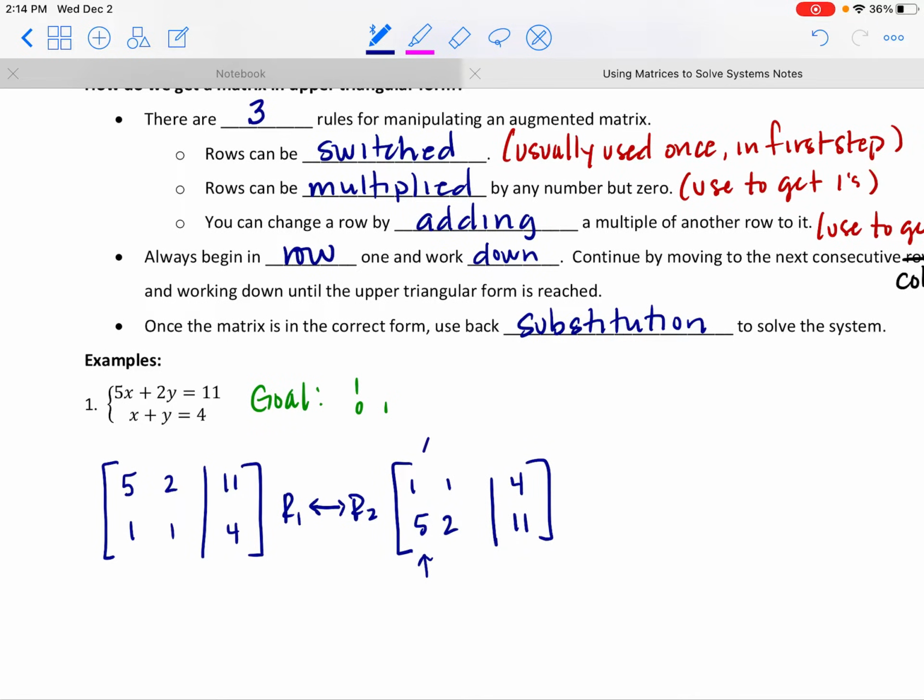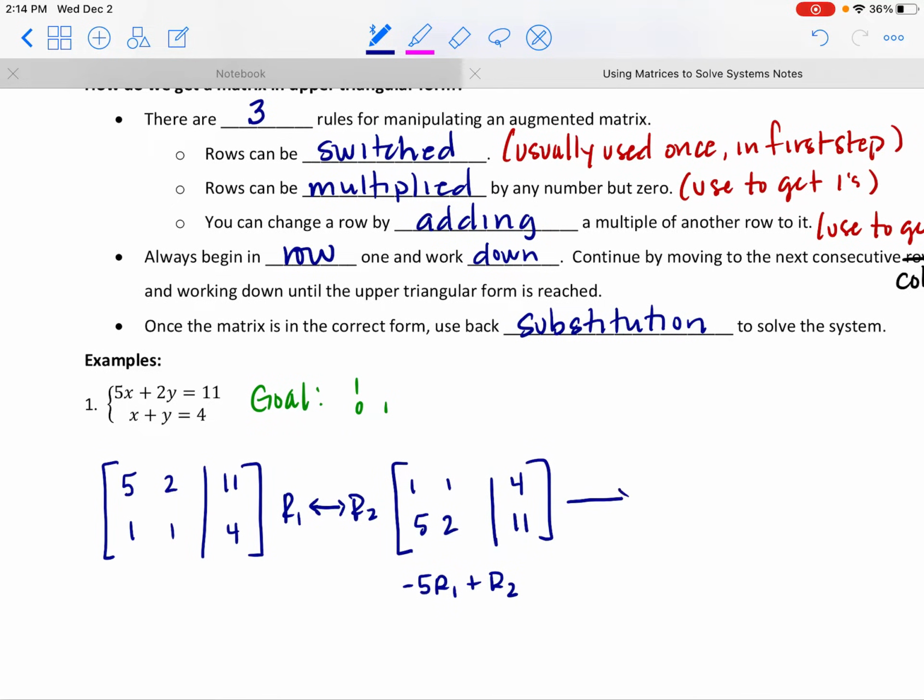And I can make this a negative 5 by multiplying it. If I do negative 5 times 1, I get negative 5, right? So I'm going to take negative 5, multiply row 1, and add it to row 2. So I'm adding a multiple of the first row to the second row. Let me write down what I'm doing. Negative 5 times row 1 is going to be added to row 2.